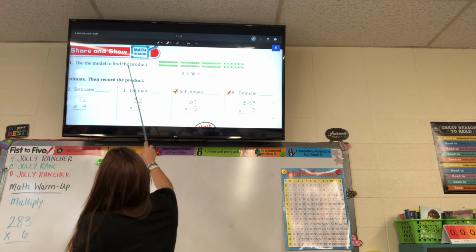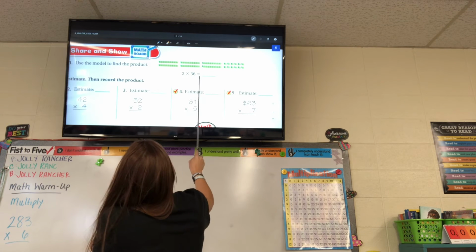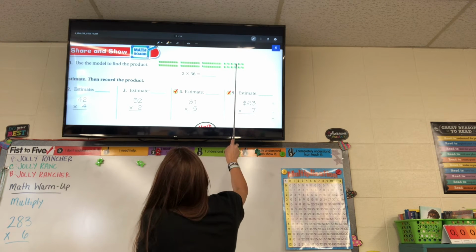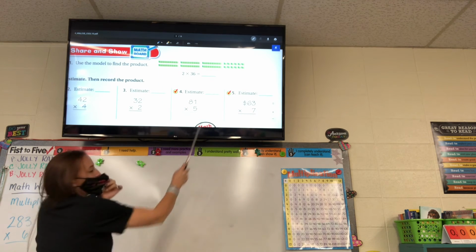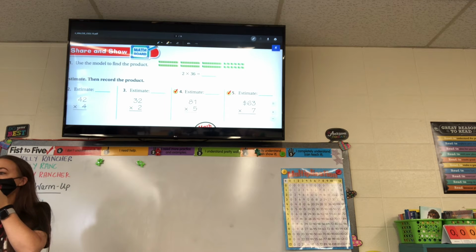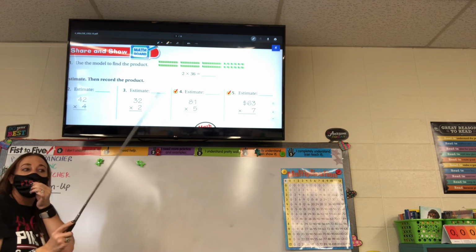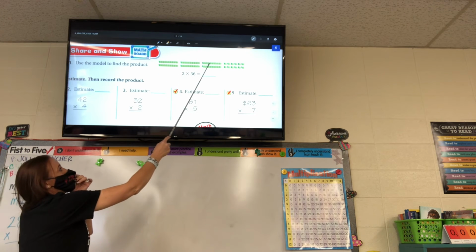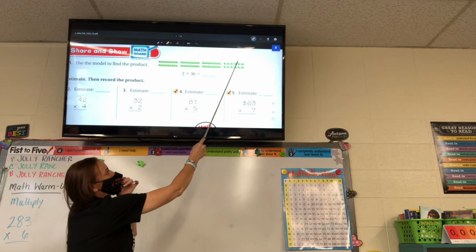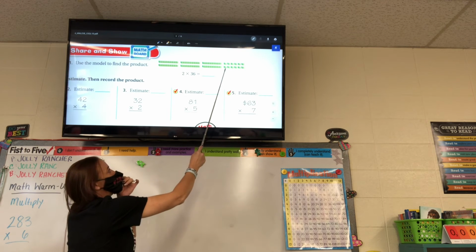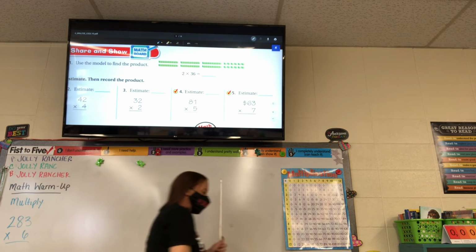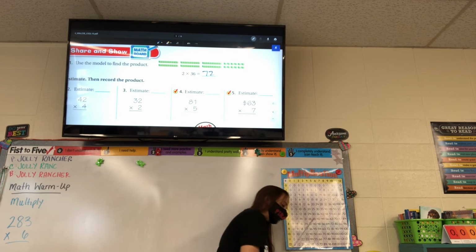This says use the model to find the product of 2 times 36. So watch this. 10, 20, 30, 31, 32, 33, 34, 35, 36. And then there's another group of 36, right? Count with me, but pay attention to what we're counting by. We're going to start with 10s. 10, 20, 30, 40, 50, 60, 61, 62, 63, 64, 65, 66, 67, 68, 69, 70, 71, 72. You missed one.